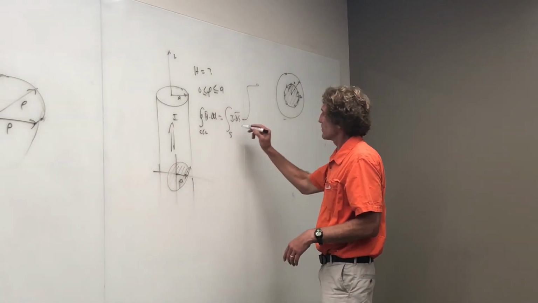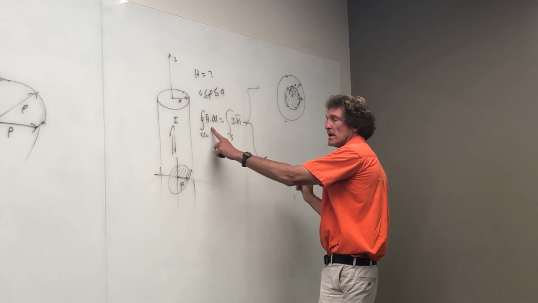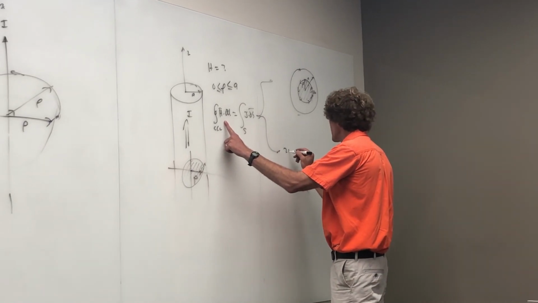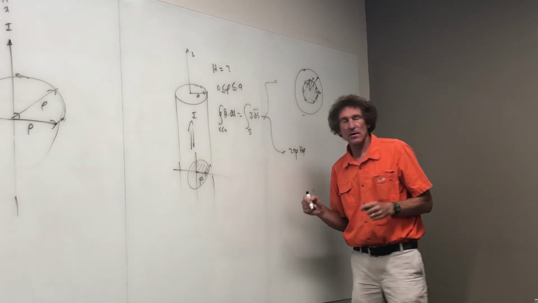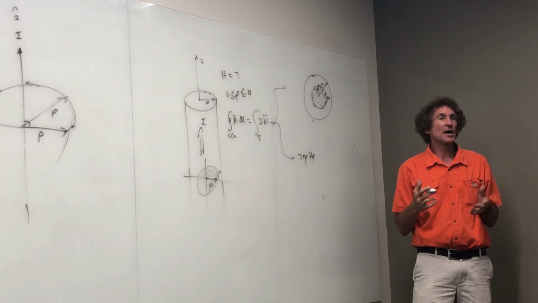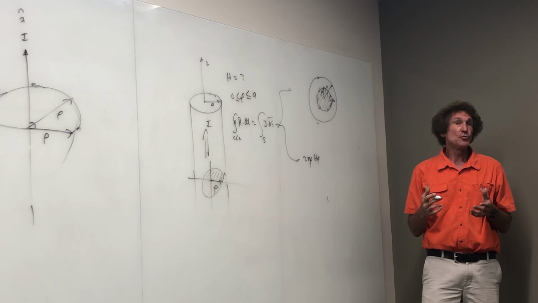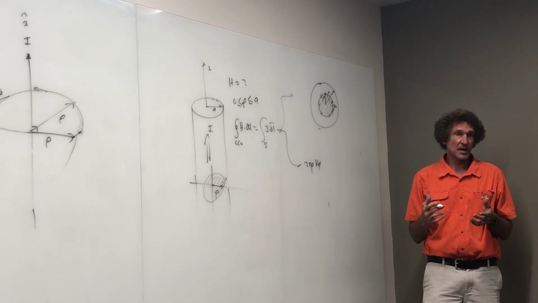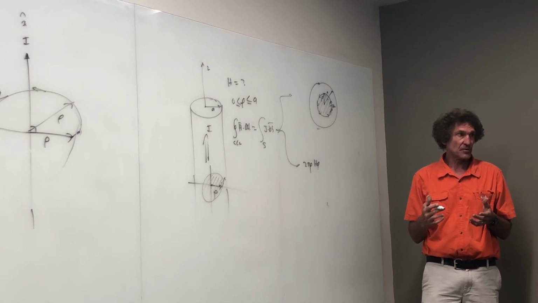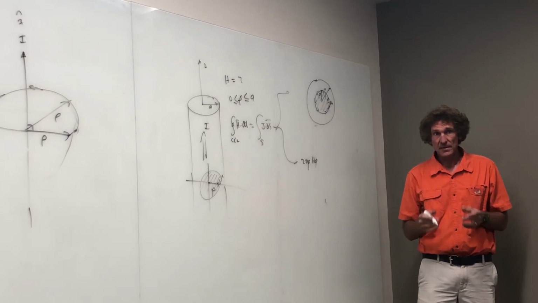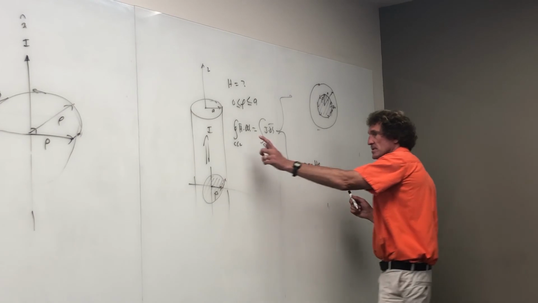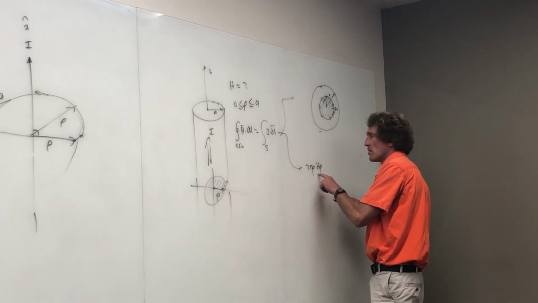So when I integrate H dot dl, I'll always get 2 pi rho times H phi. You remember when we did Gauss's law, with cylindrical coordinates you always got 2 pi times the radius rho times the height h for the surface? And if it was a sphere, you always got 4 pi r squared times D. Well, here, for this part of the integral, you're always going to get 2 pi rho H phi.